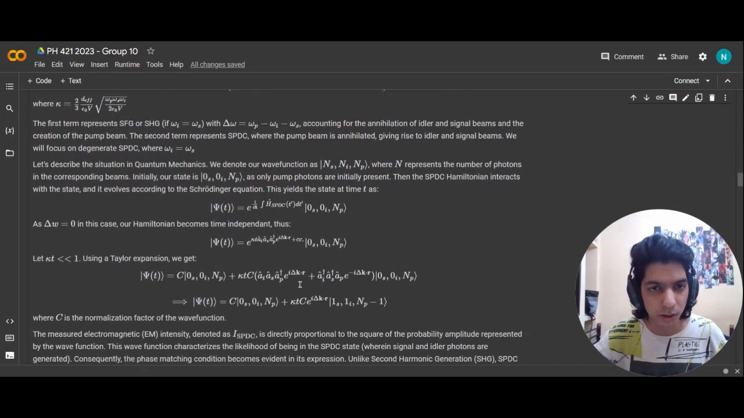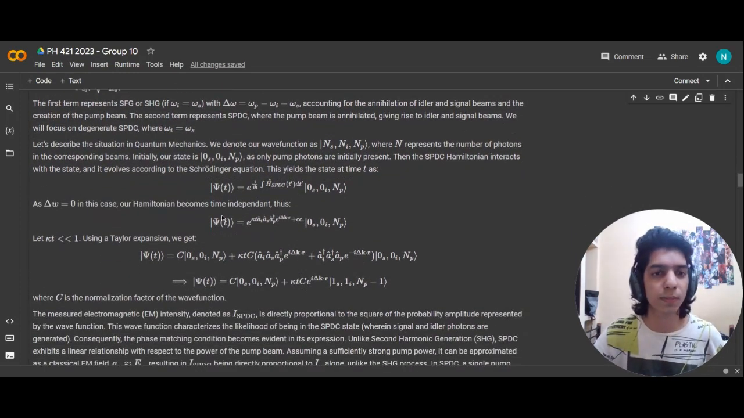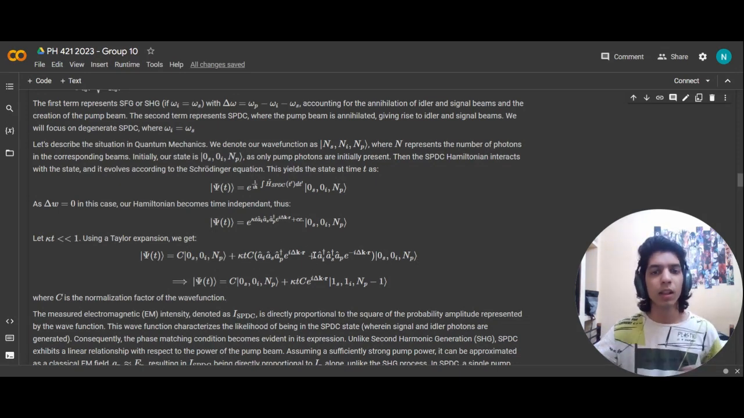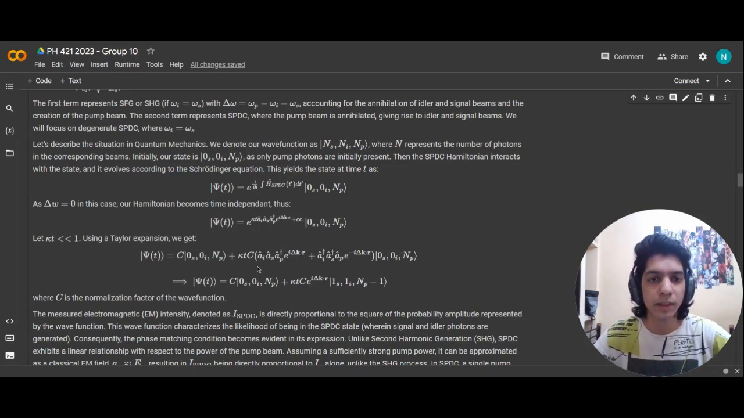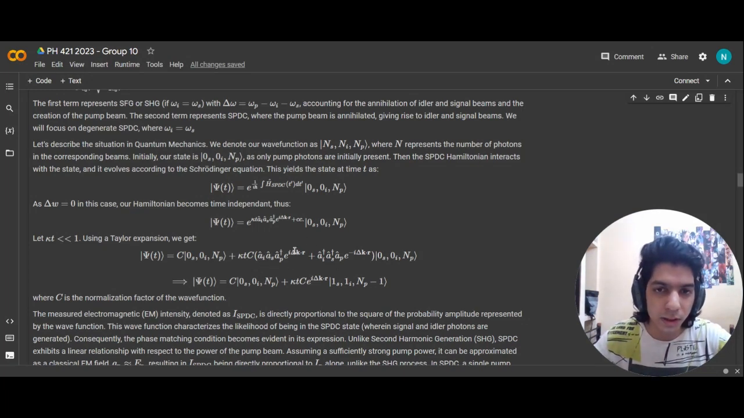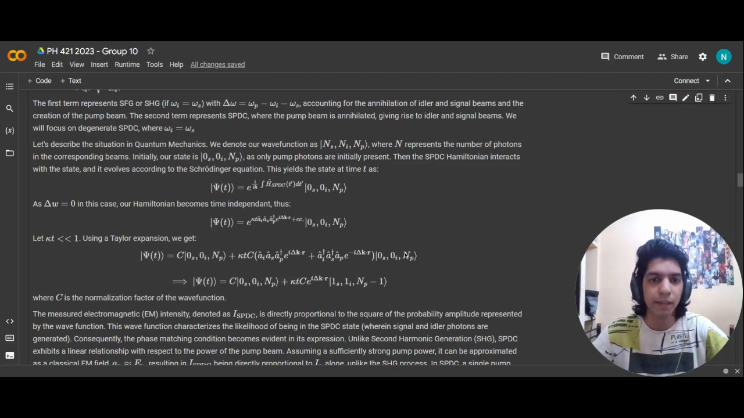This CC is the complex conjugate, and when kappa times t is much less than 1, we can use Taylor expansion, and we get psi of t is c times the initial state plus kappa t times c times these operators acting on this initial state. If we act with these operators on the initial state, some give us 0 because they are destroying what is already 0, and this gives us a new state where idler and signal are being created, so the number of photons increases by 1, and pump is being destroyed, so it decreases by 1.